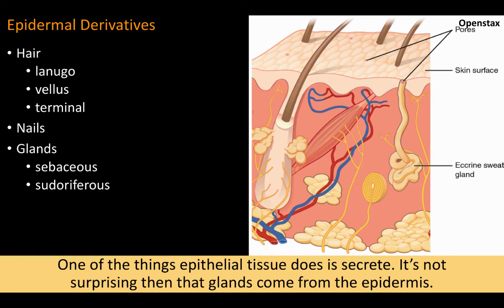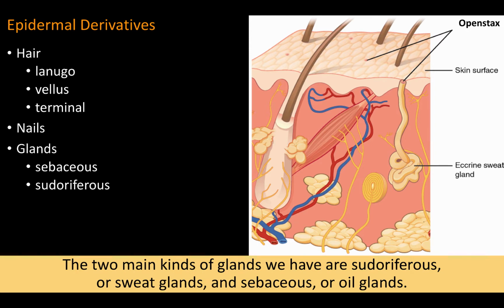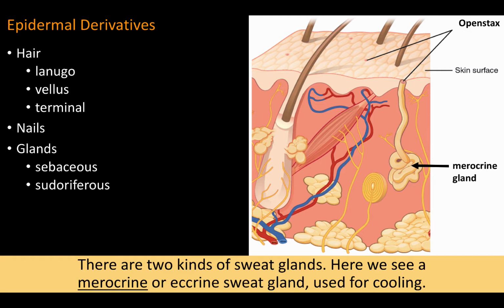One of the things epithelial tissue does is secrete. It's not surprising, then, that glands come from the epidermis. The 2 main kinds of glands we have are sudoriferous, or sweat glands, and sebaceous, or oil glands. There are 2 kinds of sweat glands. Here we see a merocrine, or eccrine sweat gland, used for cooling.